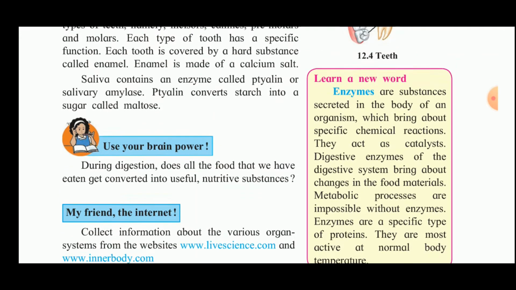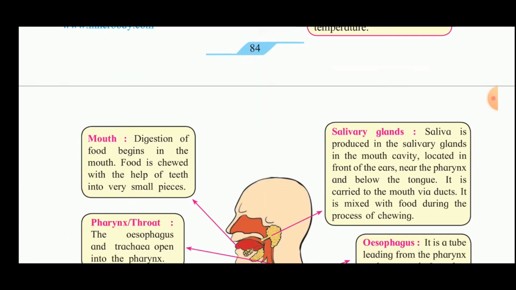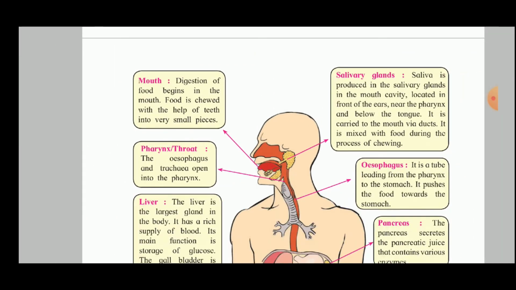During digestion, does all the food which we have eaten get converted into useful nutritive substances? No. Only the nutrients which we obtain by digestion of the food get absorbed into the blood in the small intestine, and the undigested remains of the food enter the large intestine and are thrown out of the body through the anus. Now let us see this digestive system.